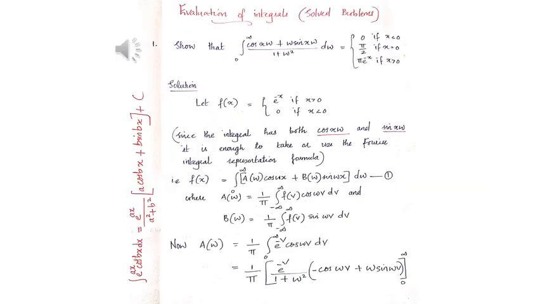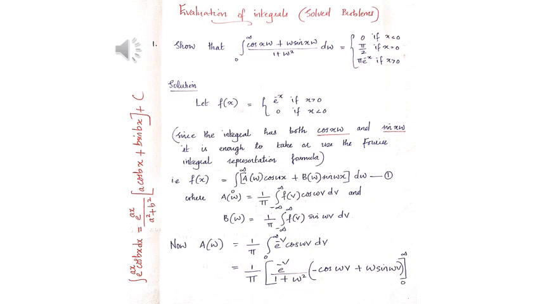So we have the first question. Show that integral 0 to infinity of cos x omega plus omega sine x omega d omega divided by 1 plus omega square is equal to 0 if x less than 0, pi by 2 if x equal to 0, and pi into e raised to minus x if x greater than 0. So here we have to evaluate this integral. Which formula are we supposed to take? Is it the Fourier integral representation or the Fourier cosine integral or the Fourier sine integral?